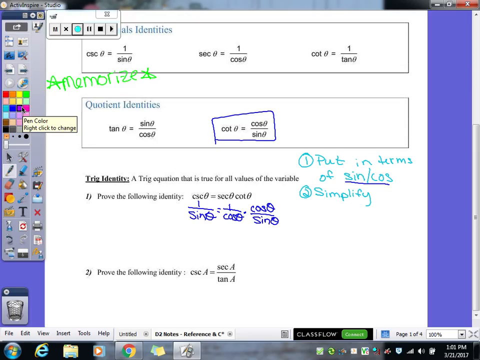So I've changed everything into terms of sine and cosine. Over here on the right side of my equal sign, this is going back to our fraction rules. My cosines are going to cancel each other out because I got one in the top, one in the bottom.